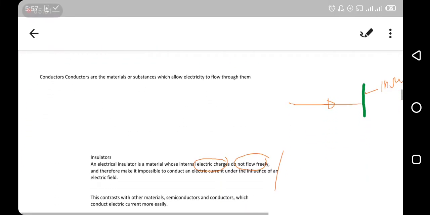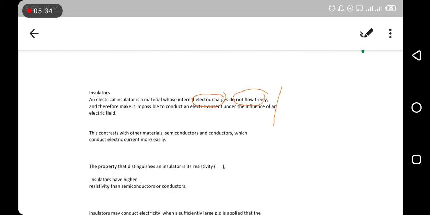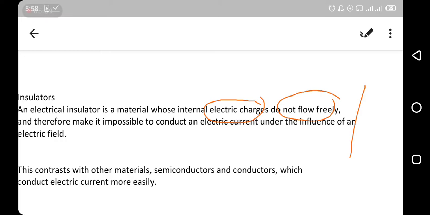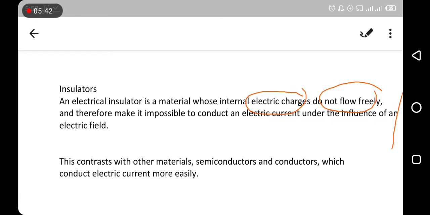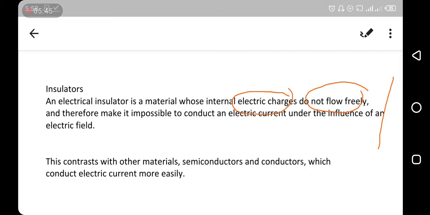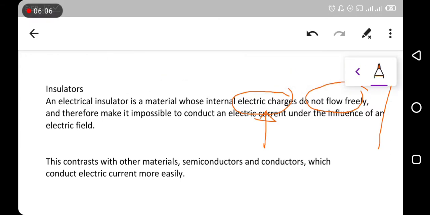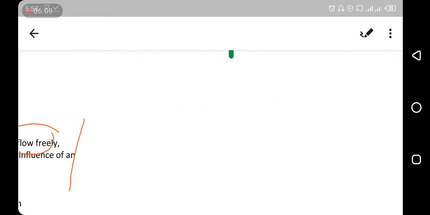Another example for insulators. We have another definition which explains it very well for more knowledge. We may say that an electrical insulator is a material whose internal electric charges do not flow freely and therefore make it impossible to conduct electric current under the influence of an electric field.